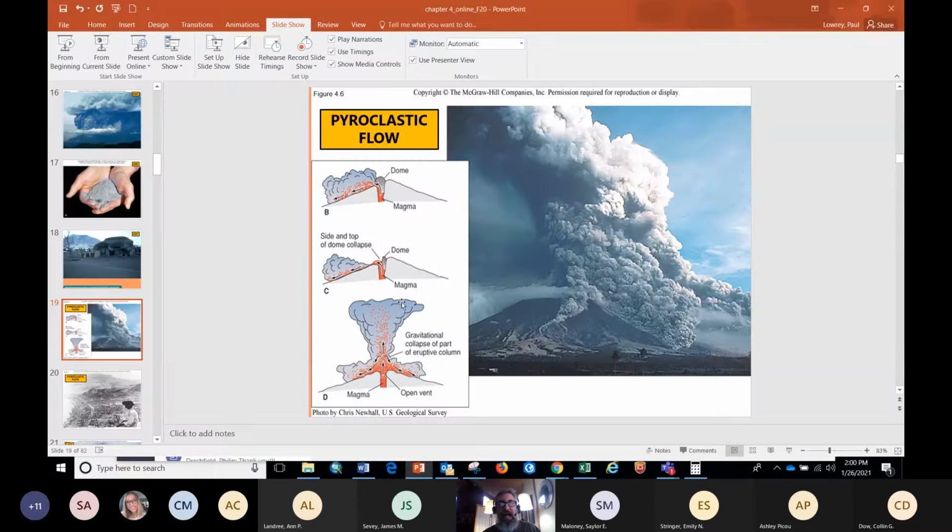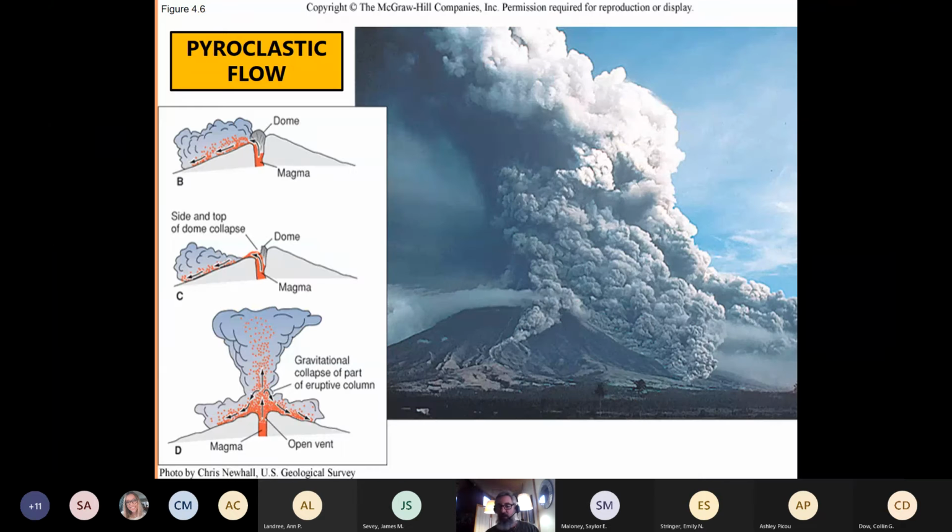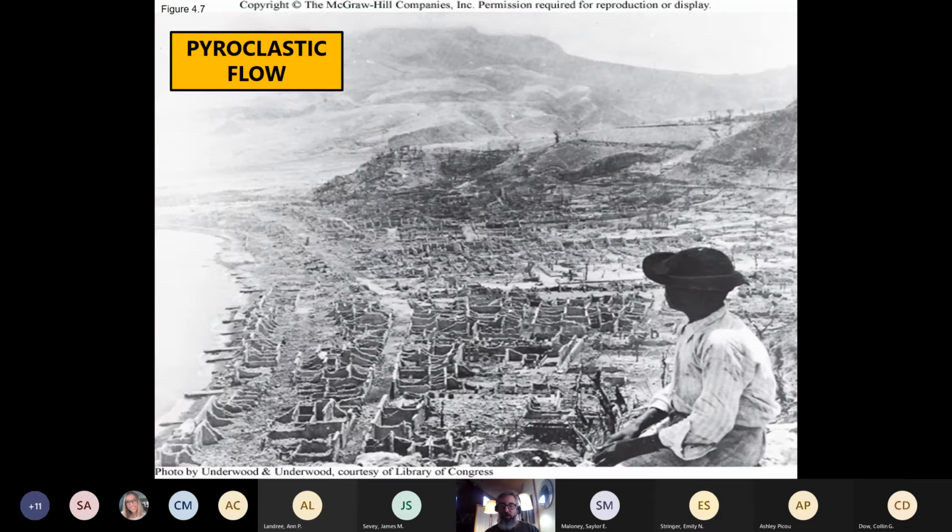Some more slides of these pyroclastic flows. I see 1, 2, 3. There's at least 3 pyroclastic flows happening on the slopes of that volcano. Here's the result of a pyroclastic flow. This is an island in the Caribbean Sea called Martinique, and the volcano was Mont Pelée.